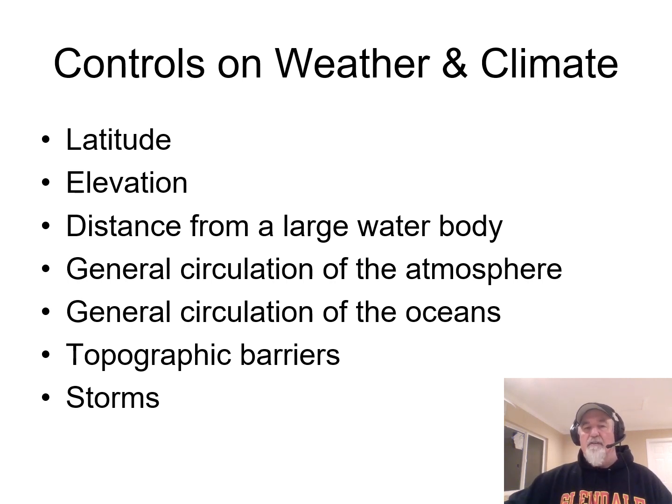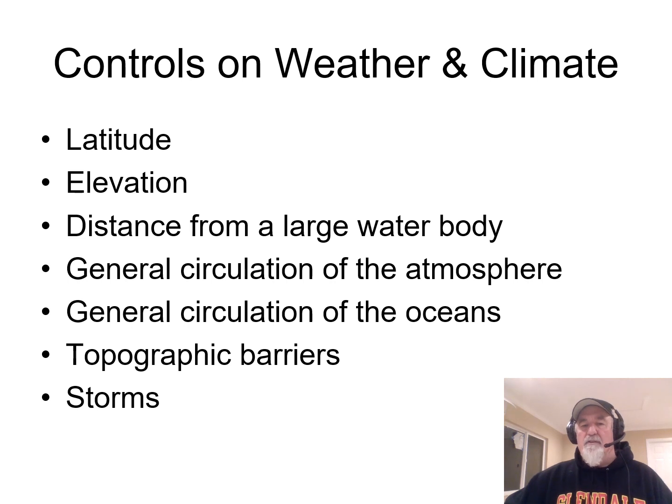The general circulation of the atmosphere. Some places are under high atmospheric pressure most of the time and therefore clear skies. Other places are under low atmospheric pressure most of the time and therefore with rising air associated with low pressure, they could be very cloudy and that's going to influence the temperature regime during the day and during the night.